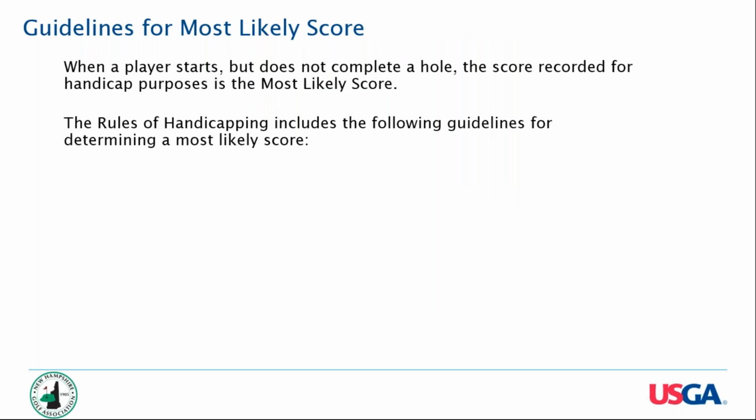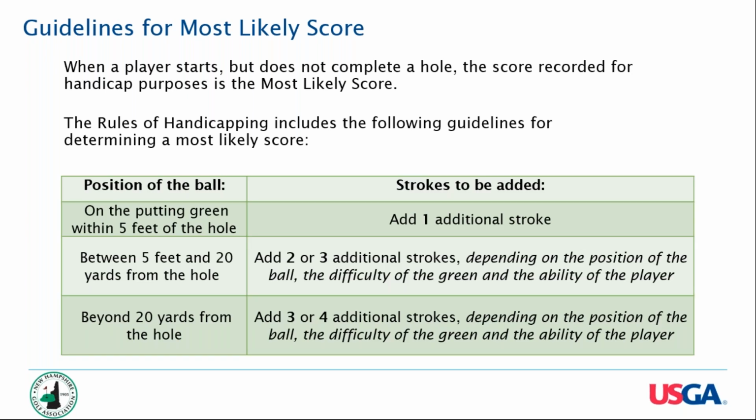All right, so we have some new guidelines for the most likely score, okay? So when a player starts but does not complete a hole, the score recorded for handicap purposes is the most likely score. All right, so here are the guidelines. So basically, we're taking the position of the ball and then determining what stroke should be added. So based on this, if it's on the green within 5 feet of the hole, we're going to add 1 stroke.